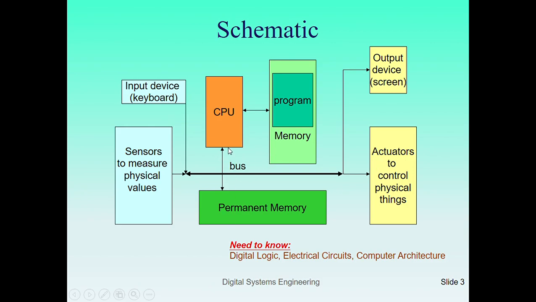Also you can see the CPU is connected to the permanent memory for storing the data. All these connections are made by using system buses. System buses are used for communication inside an embedded system. The system bus has three types: address bus, data bus, and control bus. So this is the possible schematic of an embedded system.